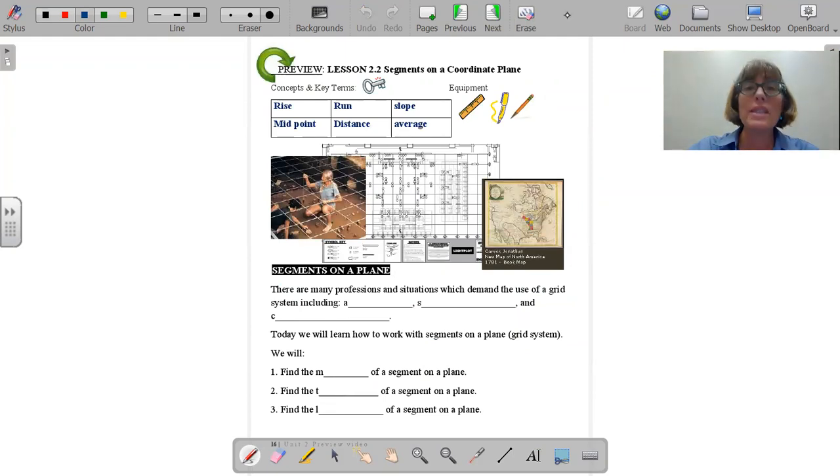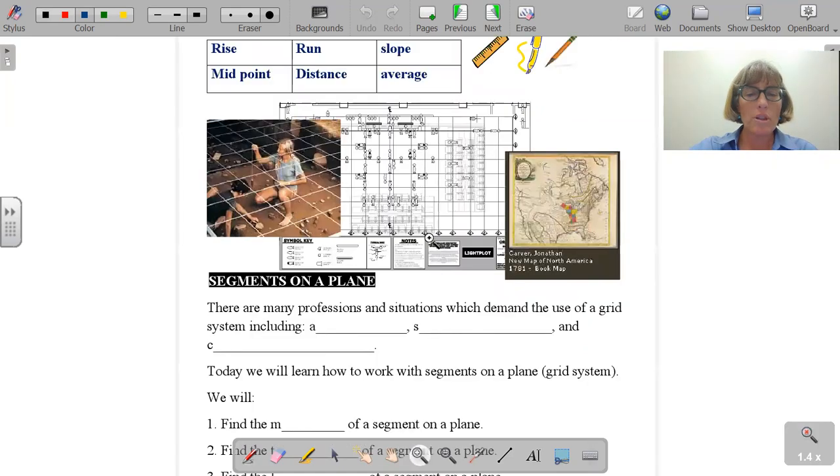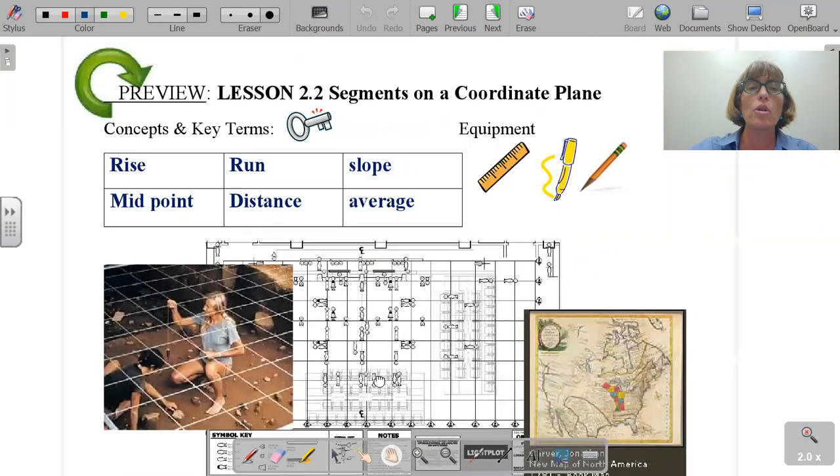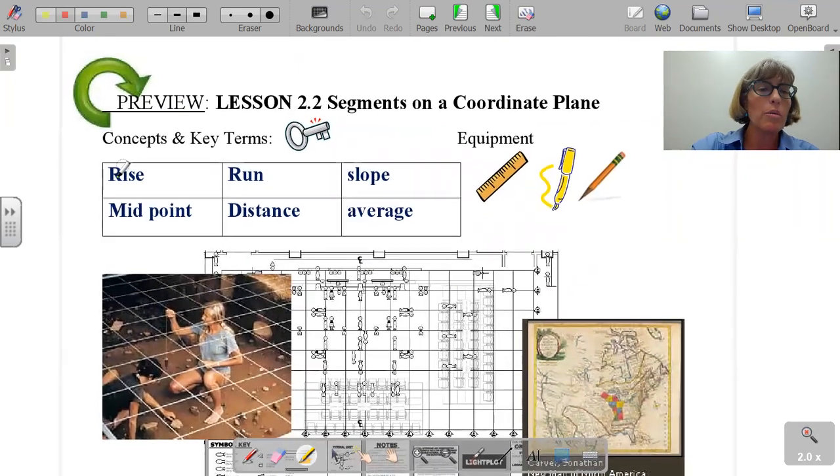We're going to talk specifically about segments on a coordinate plane. When we say coordinate plane, what we mean is an XY grid. We're going to be talking about rise and run. That should sound familiar. Slope, midpoint, distance, the concept of average.